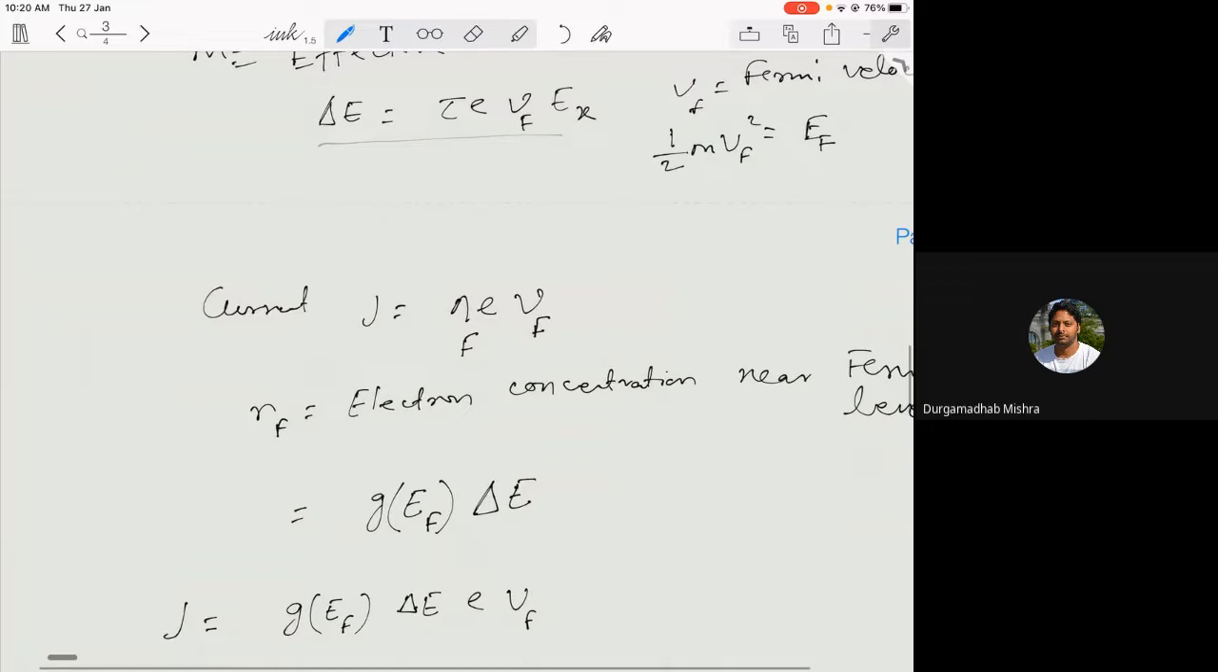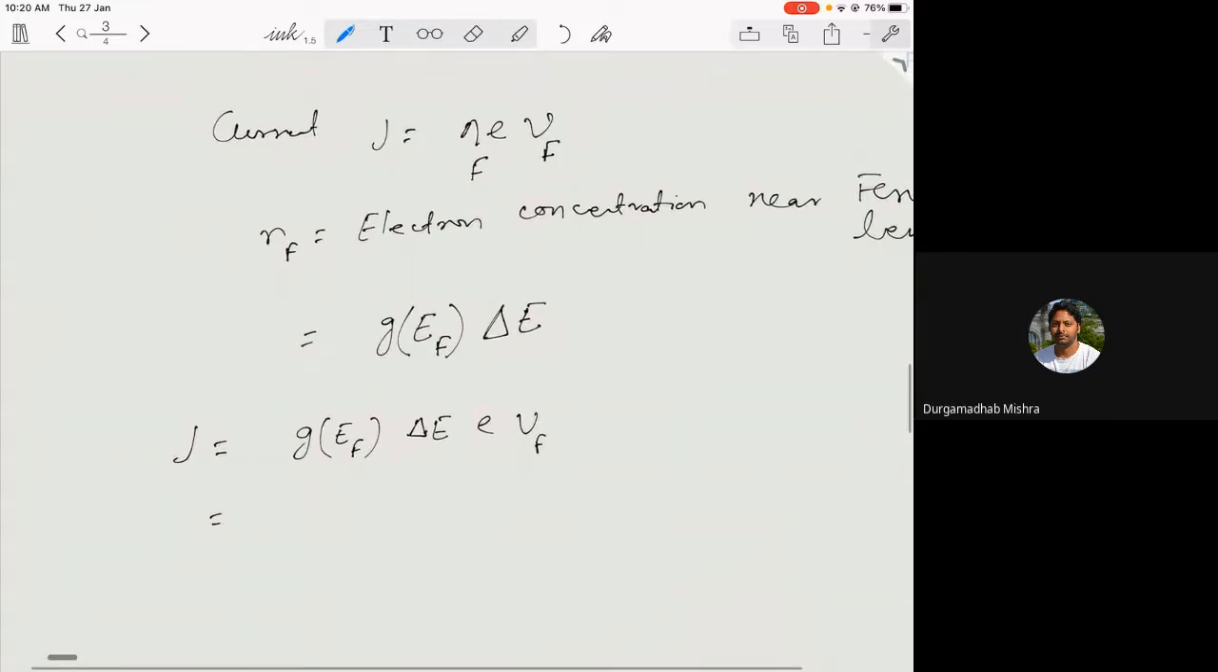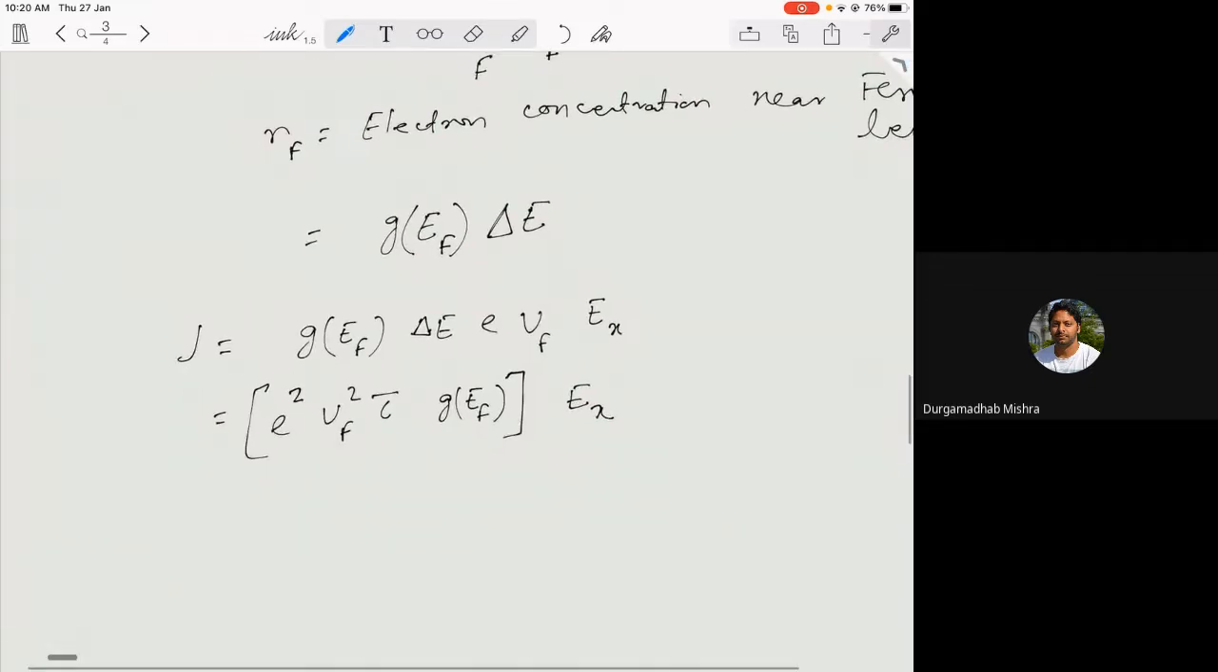Okay, so if you substitute that, you will get a final expression which is something like this: E square VF square tau G E of F. So we should also have this electric field. So your conductivity now is, this is your Ohm's law, and the conductivity is given by this expression.